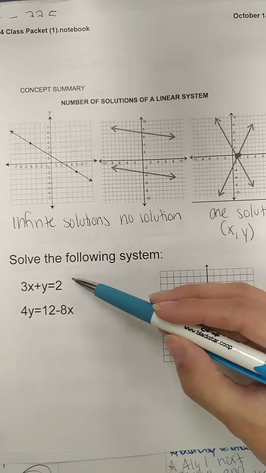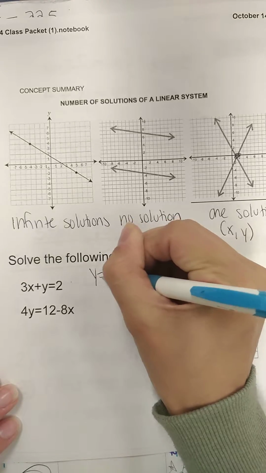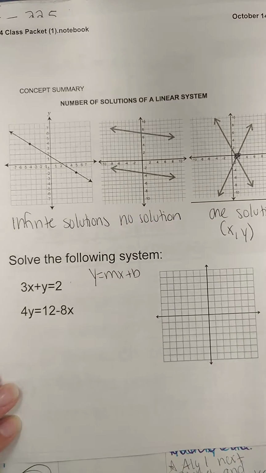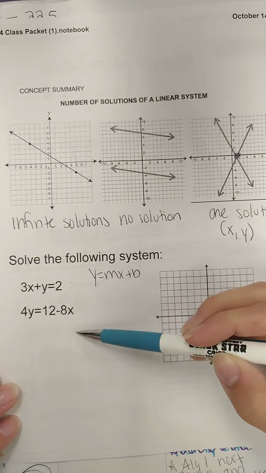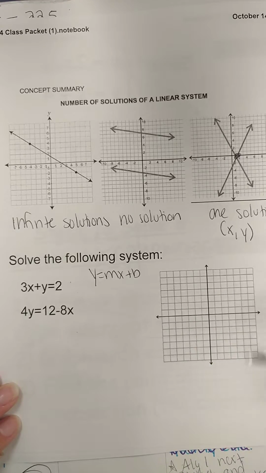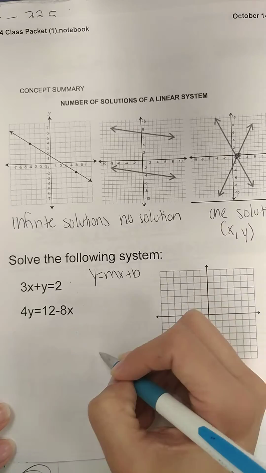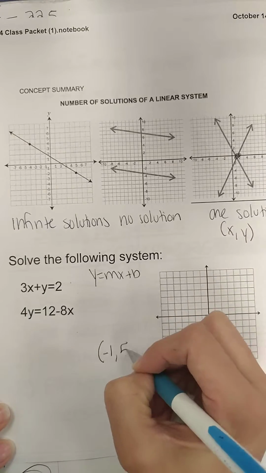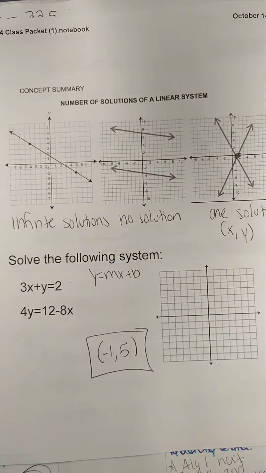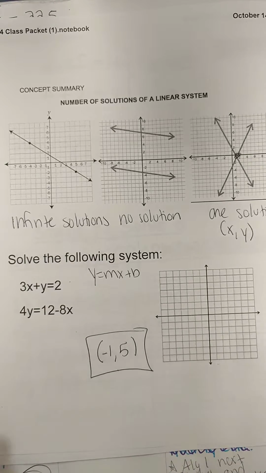So in this next example, you would want to make sure they're both in y equals mx plus b. Once you get them in the correct form, you would graph both of them and write down where they cross, if they do cross. And in this case, they do cross at the point negative 1, 5. So that would have been your answer for this one. If you want to go ahead and try it, make sure you get that as your point of intersection.